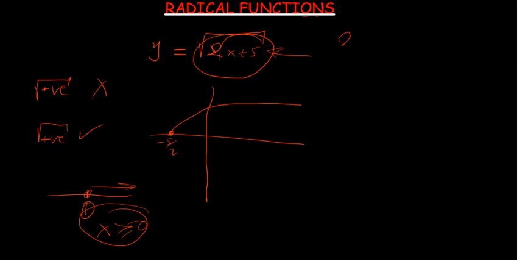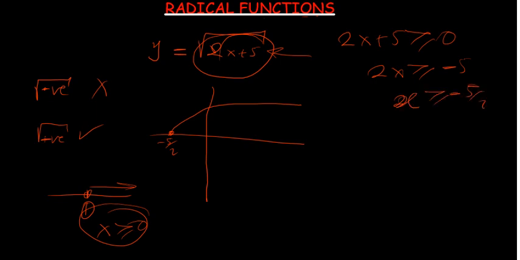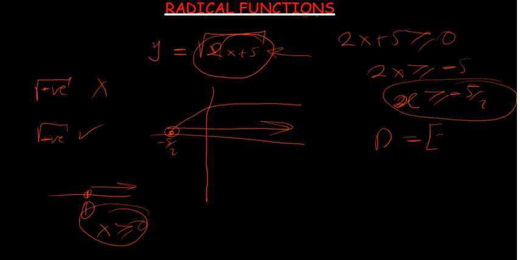So we always want our inside root to be positive. So that means our 2x plus 5 should always be greater than or equal to 0. So that means our 2x should always be greater than or equal to negative 5. That means our x should always be greater than or equal to negative 5 over 2. Now, what numbers are greater than or equal to negative 5 over 2? We are starting from here, going like this. Those are the numbers which are greater. So therefore, this is the domain. We can write it like that, or we can write it as from negative 5 over 2 to infinity.